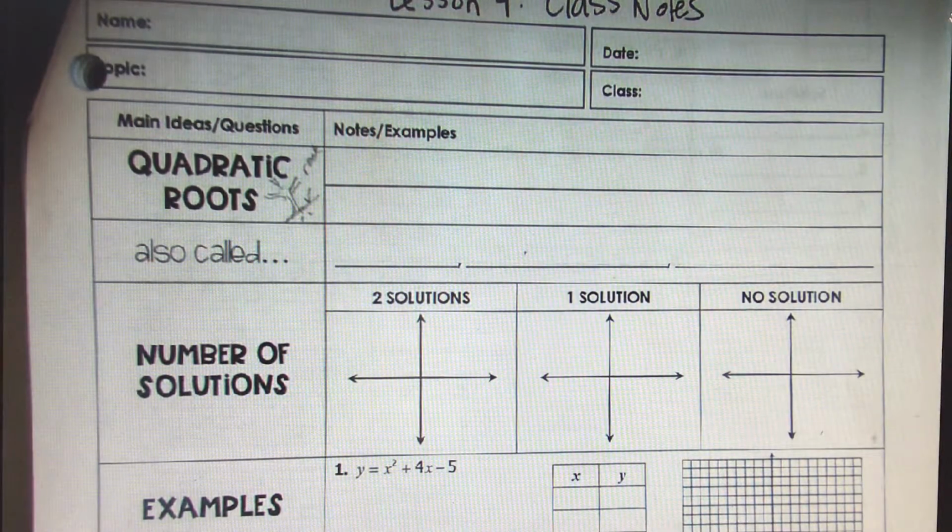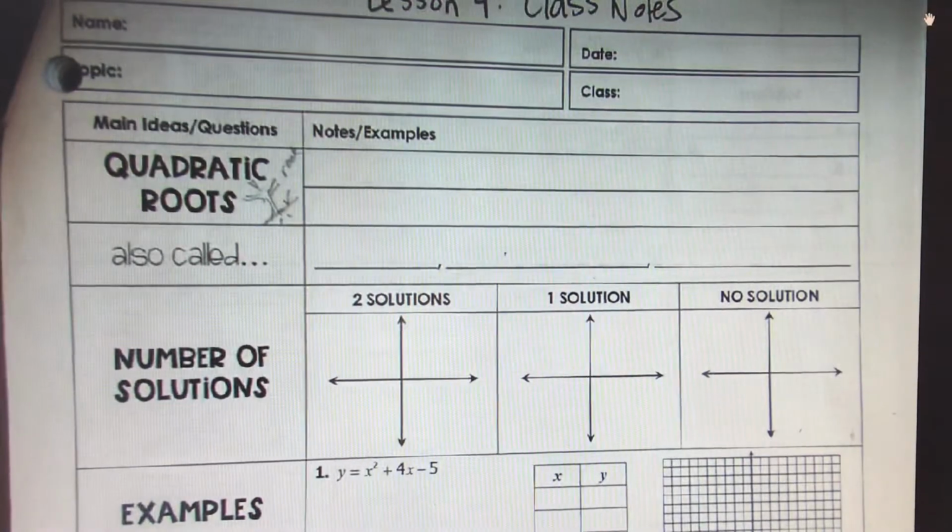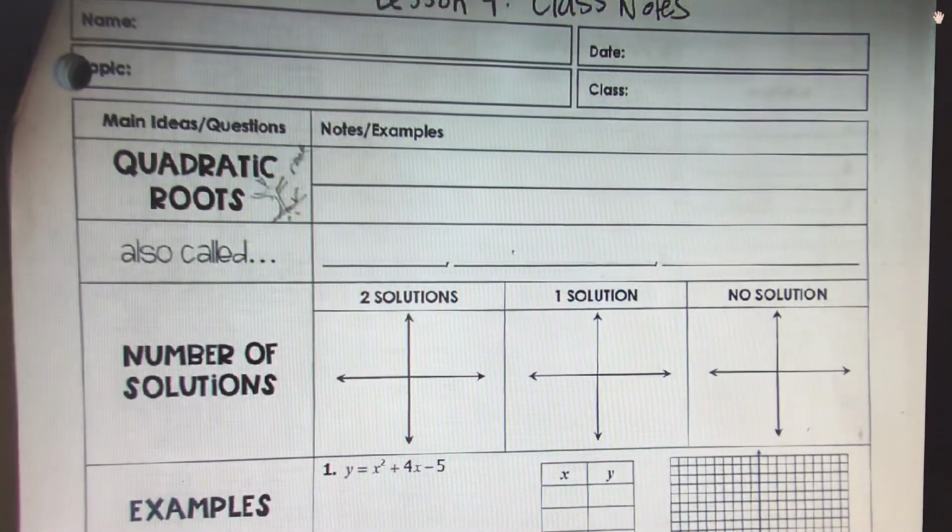So today's lesson is about quadratic roots. And this idea of quadratic roots is really a synonym for lots of different things, which is why you're going to see those three fill-in-the-blank lines that are also called. So let's talk about roots, what that means, and then we'll do a little bit of graphing, and then I'll model some of the homework notes.